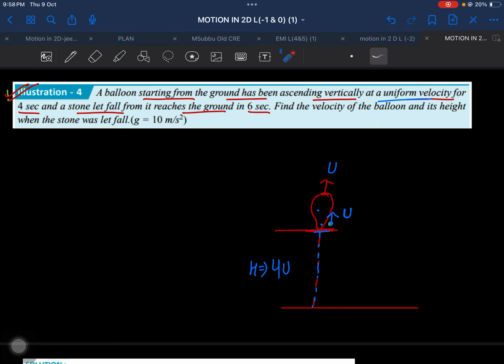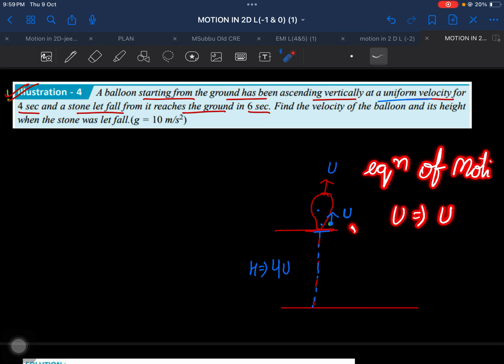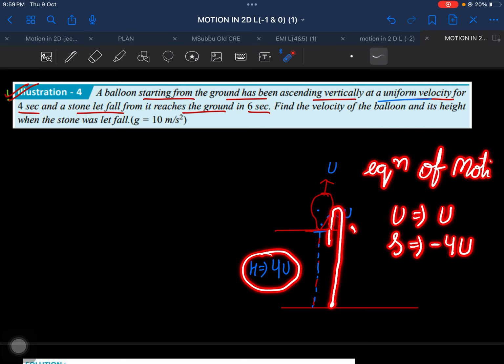Now we have to use our equations of motion. Clear? So what do we know here? We know the initial velocity of the balloon, that is u. And what else do we know? The stone will move like this and come down here. So what is the displacement of the stone? It is this height, H, or you can say 4u, but minus 4u. Why minus, anyone? Because the displacement is in the downward direction.